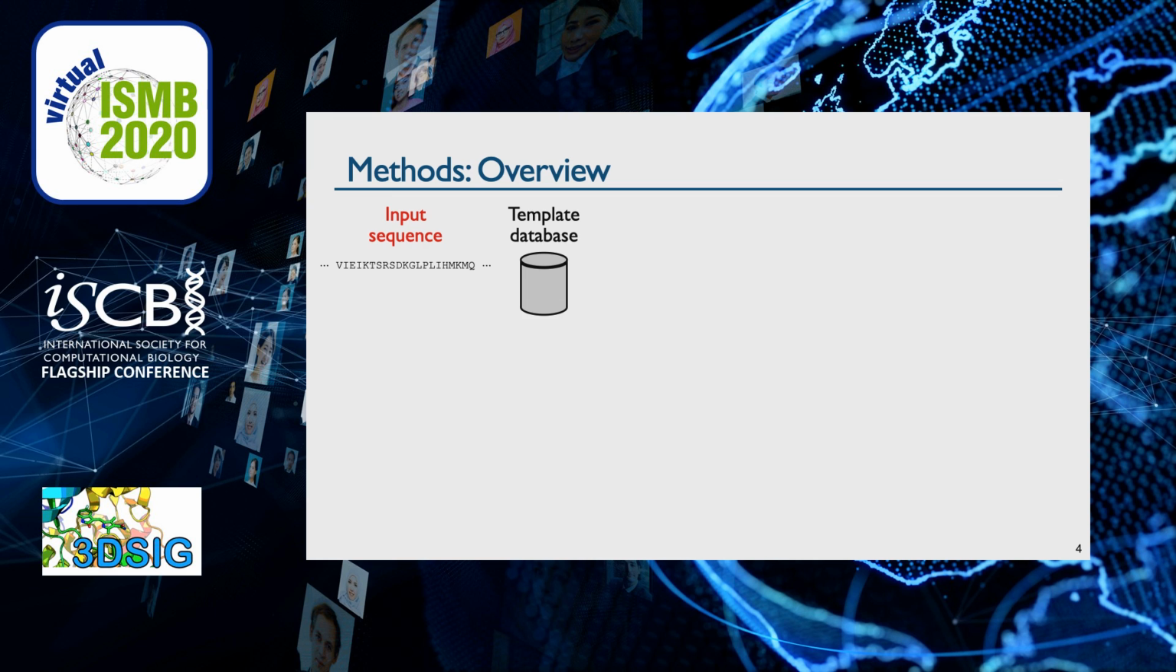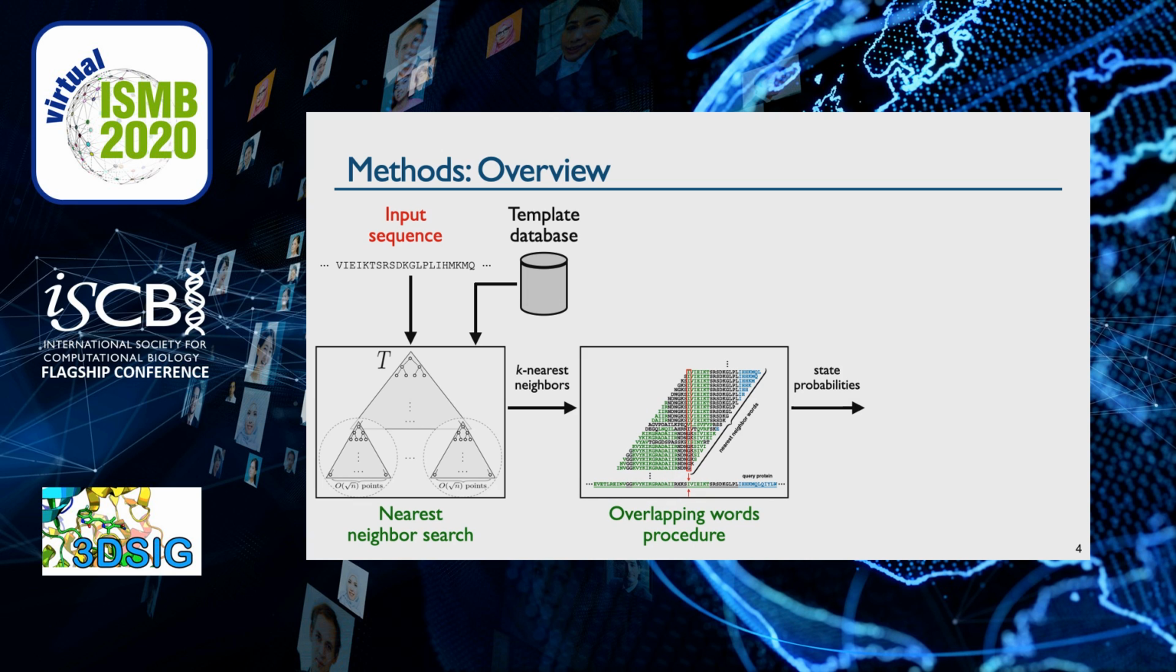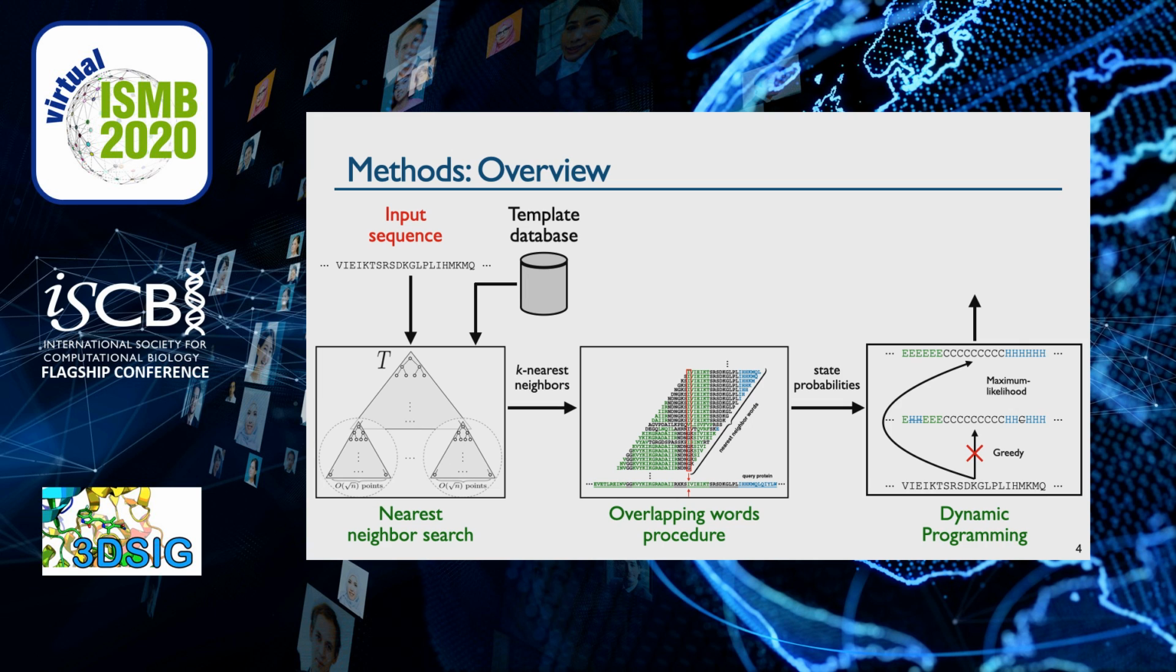Given an input amino acid sequence and our preprocessed template database, we perform nearest neighbor search on words from the input sequence to find their nearest neighbors from the template database. These nearest neighbors are given to an overlapping words procedure that combines the secondary structure sequences from the template words to estimate structure state probabilities at residues. These state probabilities are fed into a dynamic programming algorithm that does not output a greedy prediction that simply chooses the state with highest probability, but instead computes the physically valid structure of maximum likelihood. This maximum likelihood prediction is output by Nessie.